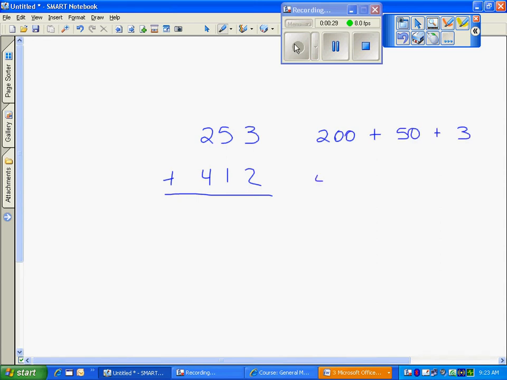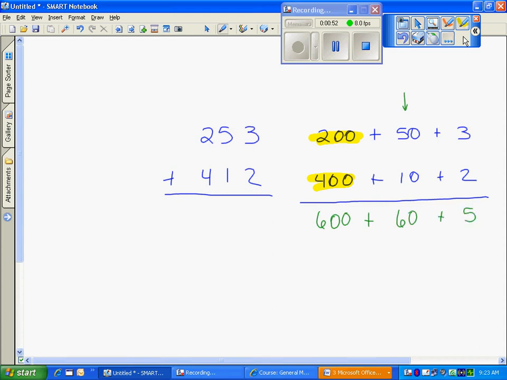If I'm going to add to that 412, again, I look at it in hundreds, tens, and ones. So when we combine like terms, we are just essentially adding the like positions, and we say that we have 600. Adding my tens position, I have 60, and adding my ones, I have 5. So we'd find the sum of this to be 665. So we're looking at this in terms of combining like place values.